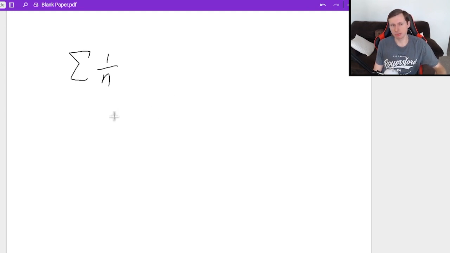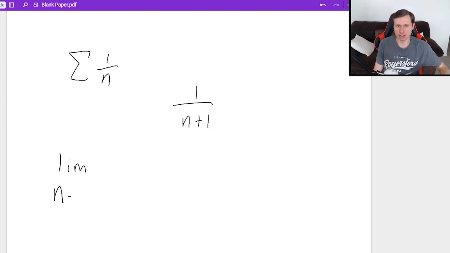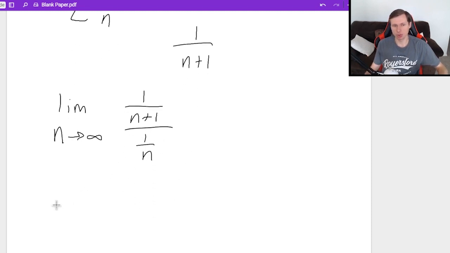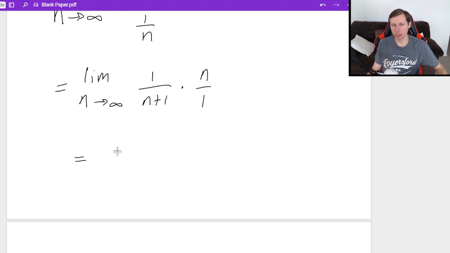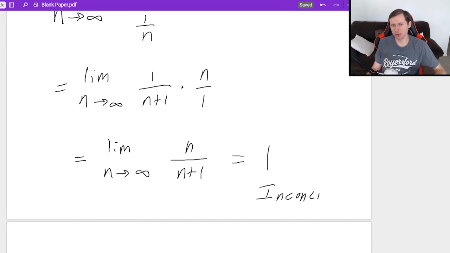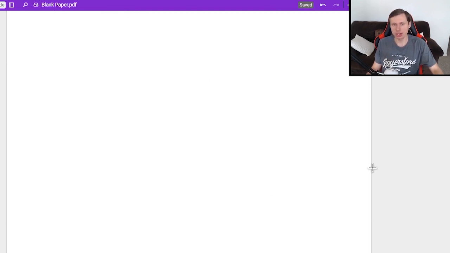And the reason why is because if you have like 1 over n plus 1, which is the n plus 1th term, the limit as n goes to infinity, 1 over n plus 1 over 1 over n, again, reciprocal and multiply, limit as n goes to infinity of now 1 over n plus 1 times n over 1, which can just be written as n over n plus 1. As you can see here, this limit is just going to be 1, which we would say is inconclusive. So in other words, the ratio test is great, but not every time, only for n factorial or an n in the exponent. So now let's look at the next one.